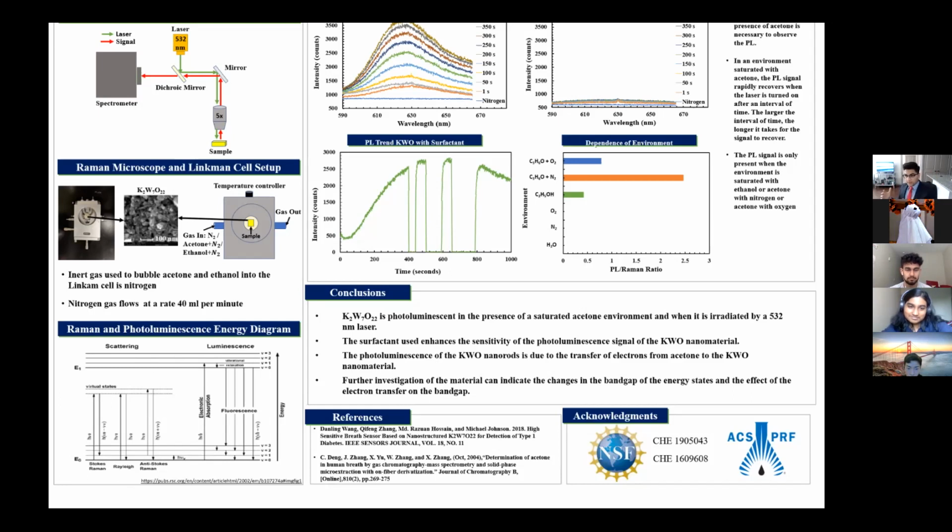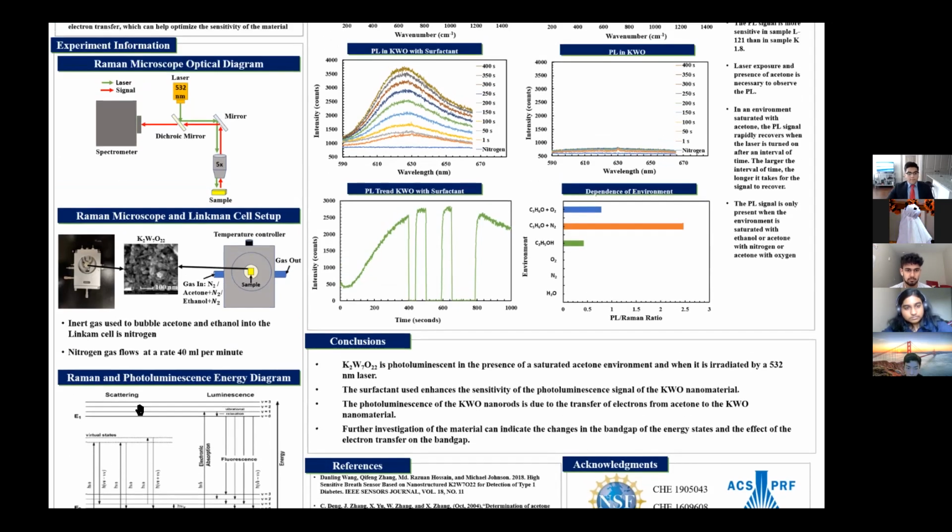Versus photoluminescence. So in luminescence, you're exciting your electrons to a real energy state, which is our conduction band. And when our electrons get back down, they release a photon that we observe as photoluminescence. So we aim to use our Raman scattering to analyze what is happening on the surface of our material.